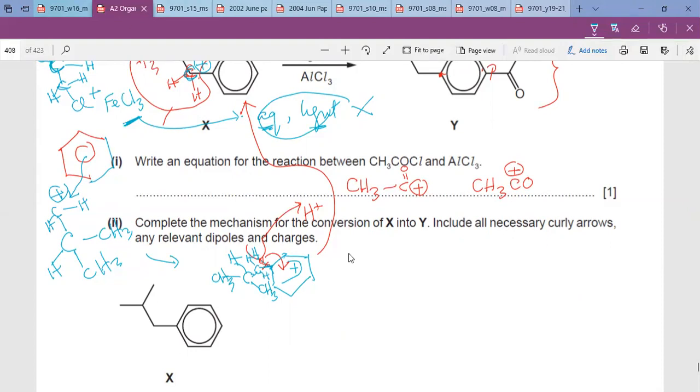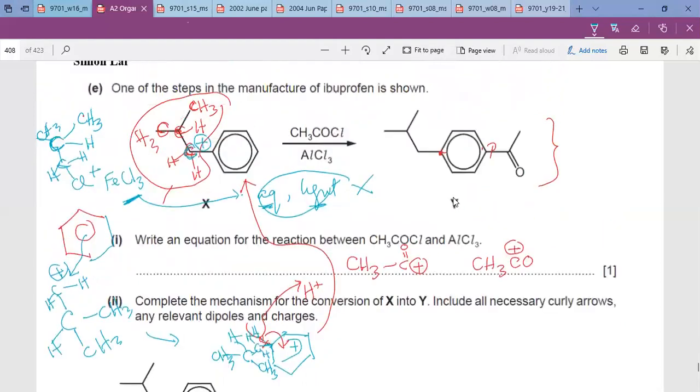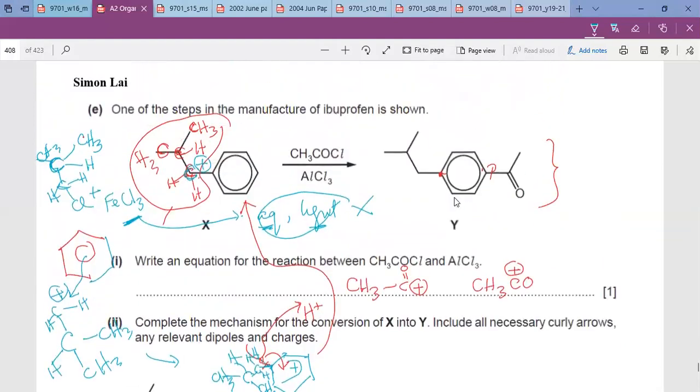Now I want to show you what we are going to do today. Cover new grounds. So you should know about alkylation and acylation for Friedel-Crafts reaction for electrophilic substitution. The more you do these questions here, the more you will grasp the concept and how to answer the questions.